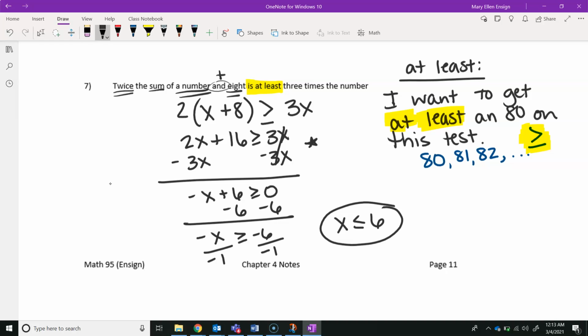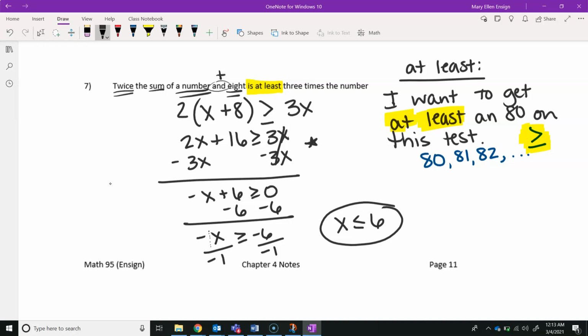Subtract the 6's. The way I did it, since I moved things to the left, I ended up with a negative x. Negative x is greater than or equal to negative 6. I have to divide by negative 1, which is really what's in front of that x. As soon as I hear myself saying that I'm dividing by negative 1, I'm going to flip the sign. So x is less than or equal to 6.